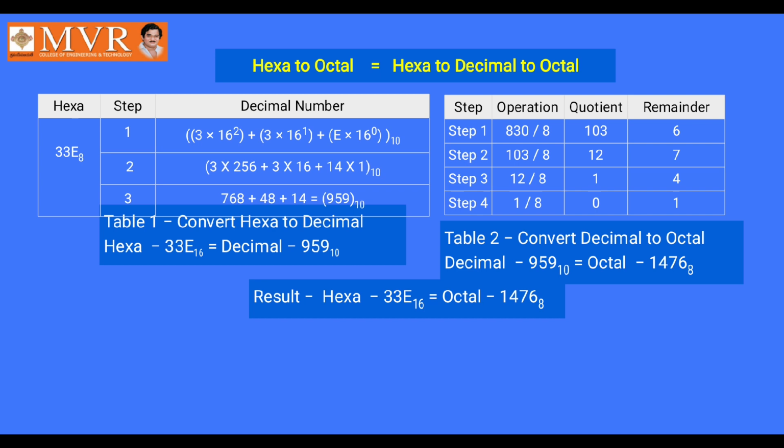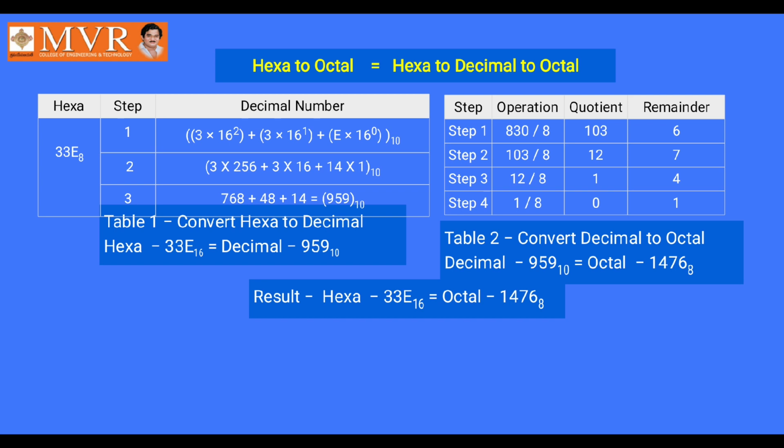Now coming to the next slide, it is hexa to octal. Again hexa to decimal and then decimal to octal. I think we need not concentrate more on this. You can see 33E base 16 we have taken there, and that is converted into the equivalent decimal number, which gives you 959.